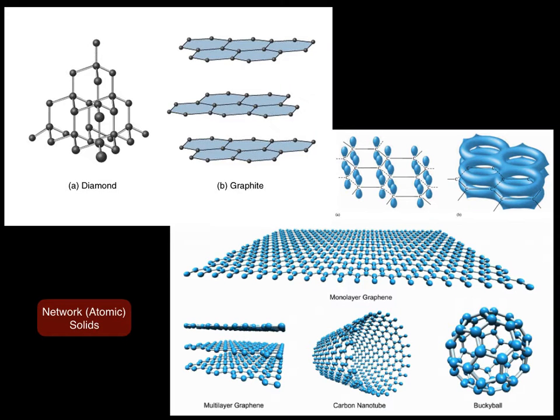Diamond is an excellent example of a network solid, in which pure carbon is interconnected with every other carbon atom by sigma bonds. Another allotrope of carbon is graphite, made of thin sheets of graphene. Graphene, however, has pervasive pi bonding as well, which allows it to be electrically conductive.